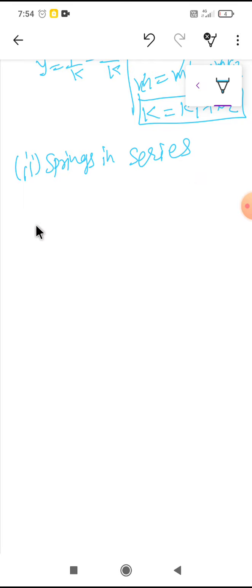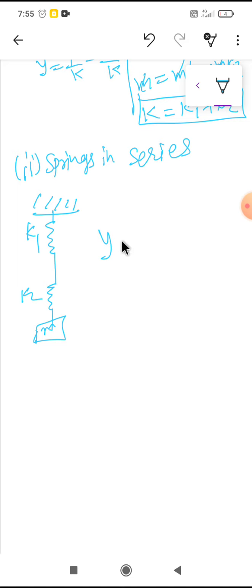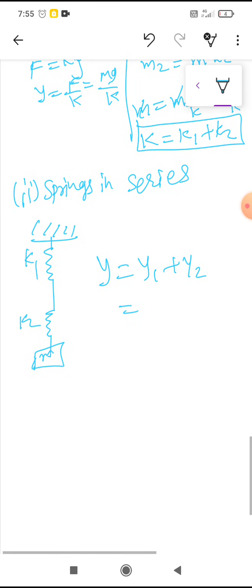So in this case, if there are two springs having stiffness k1 and k2 and mass m, the deflection of spring 1 and spring 2 will be different. That is, y will be equal to y1 plus y2. So what is the formula for y? The formula for y is mg by k.